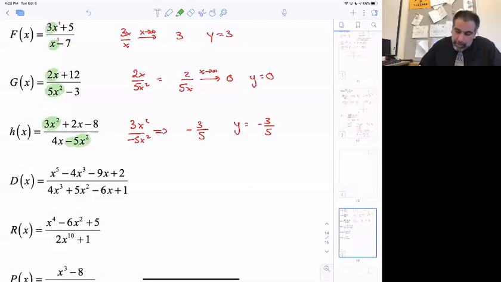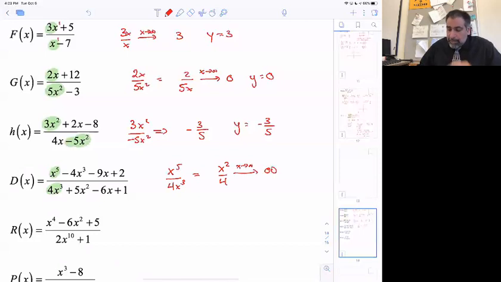When you go to the next one, we're going to see that x to the 5th is the highest on the bottom and x to the 3rd is the highest on top. This is going to behave like x to the 5th over 4x to the 3rd. If you reduce that, you're going to get x squared over 4. Well, as x goes to infinity on this one, this guy's just going to keep going up. It's going to keep going to infinity. So there is no horizontal asymptote on this. It would be pointing up in the right corner instead.